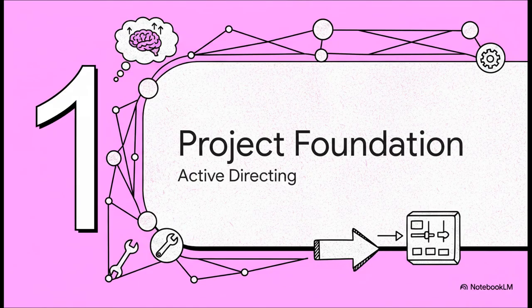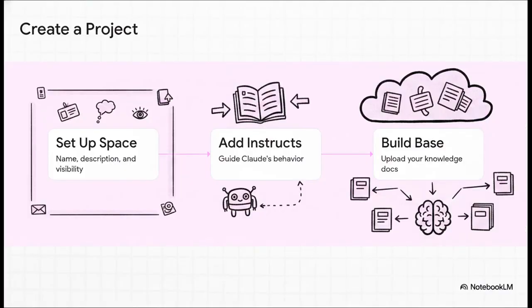All right, let's get right into building your project foundation, shifting you from passive chatting to active directing. Getting your first project off the ground is a super simple 3-step process that literally takes just a few minutes. Step 1 is defining the actual project space, giving it a name, a description, and setting visibility. Step 2 is programming its behavior. And step 3 is feeding it knowledge. Let's zero in on these last 2 steps, starting with instructions.